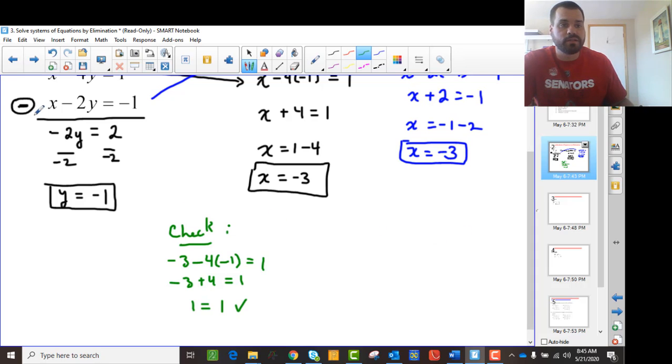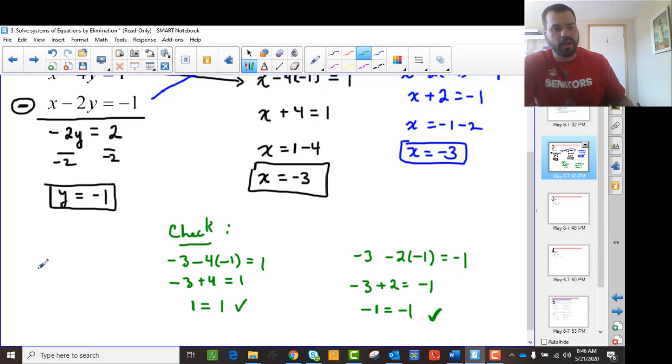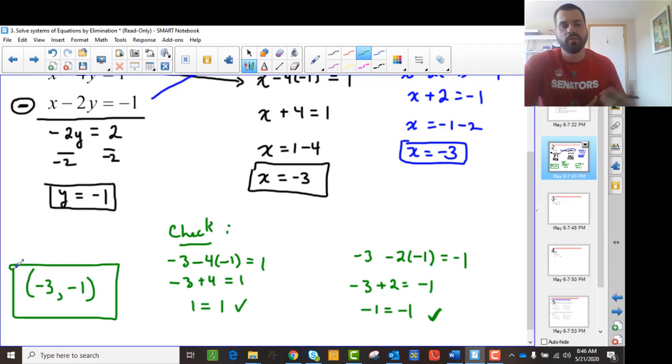The second equation is x minus 2y equals minus 1. So x is minus 3 minus 2 times y is minus 1, and that's supposed to equal minus 1. So I have minus 3 plus 2 equals minus 1, and that makes it minus 1 equals minus 1. And yes, that's also correct. So I know I'm right. So my solution, again, you can write it as a coordinate pair. My solution is minus 3 and minus 1, and I know that it works.